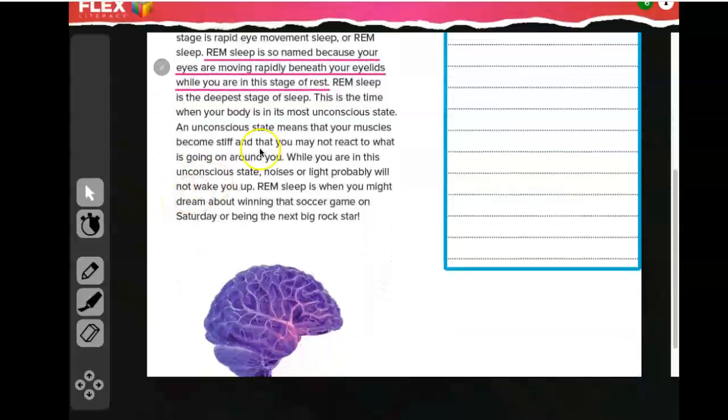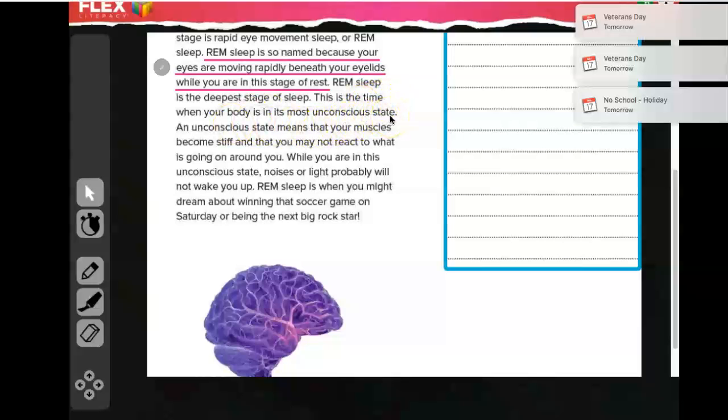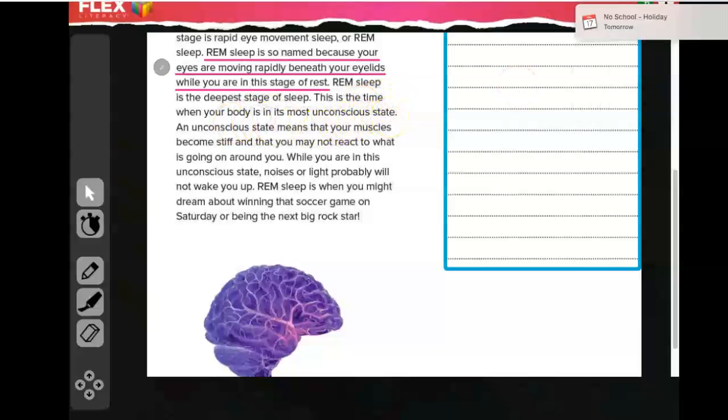And when we left off with, this is the time when your body is in its most unconscious state. An unconscious state means that your muscles become stiff and that you may not react to what is going on around you. While you are in this unconscious state, noises or light probably will not wake you up. REM sleep is when you might dream about winning that soccer game on Saturday or being the next big rock star.